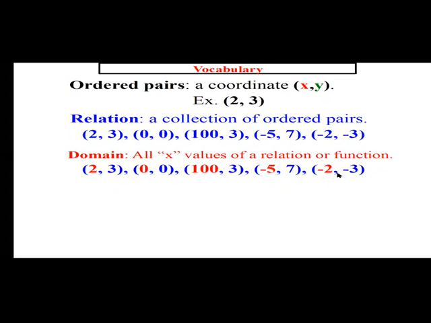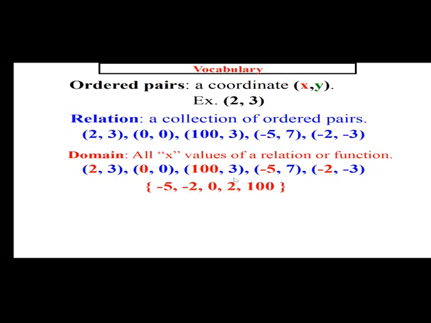The first one would be -5, and then -2, and then 0, and then 2, and lastly 100. So it would look something like this: -5, -2, 0, 2, and 100. Is everybody following so far?